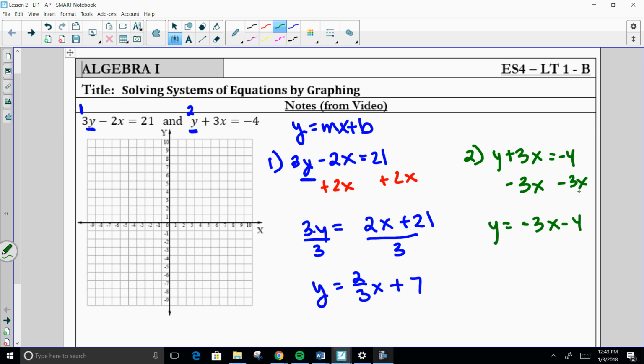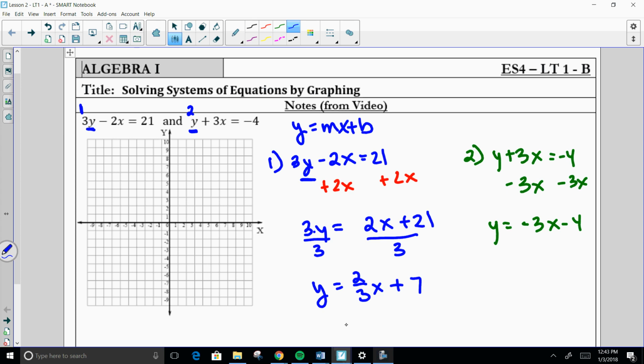Again, I put the 3x first because the slope-intercept form says mx plus b, so I want the x first. Now remember, it's been a couple weeks, so we need to make sure that we don't put the -4 and the -3x together and call it -7x, because remember, like terms, 4 does not have an x, so you cannot put these two numbers together. There's my slope-intercept form. Now I'm ready to graph equation 1 and equation 2.